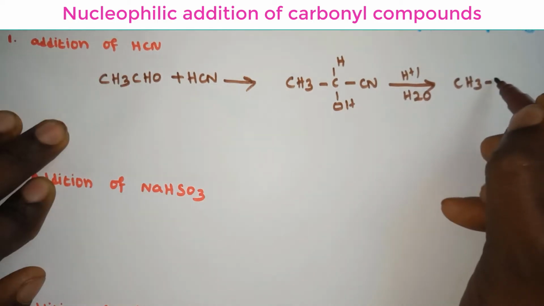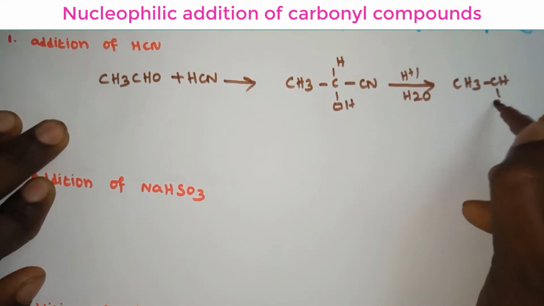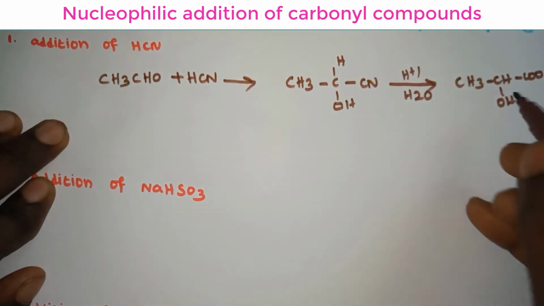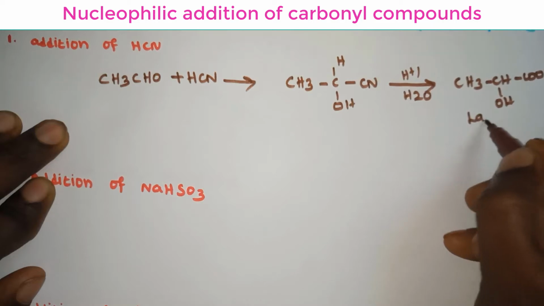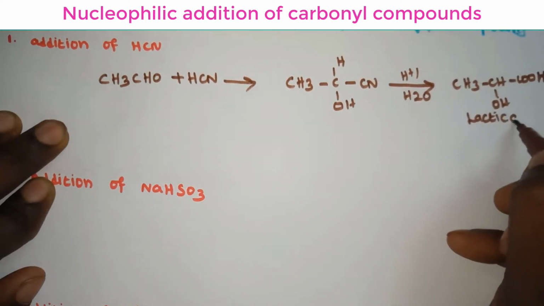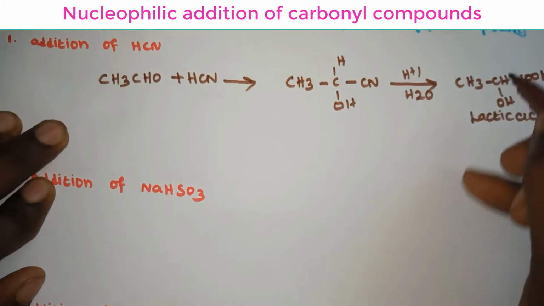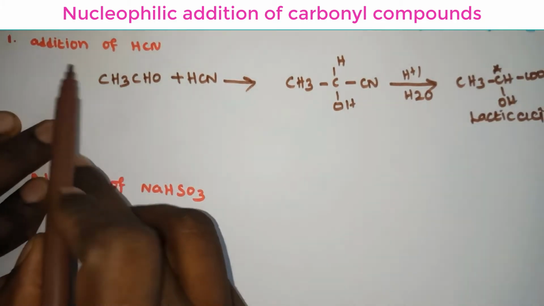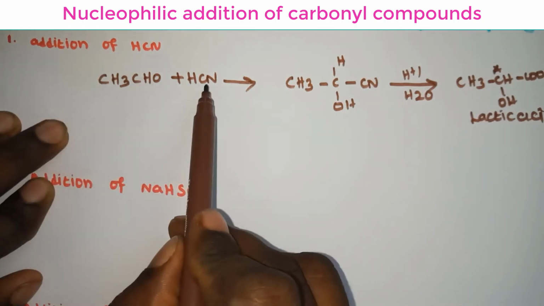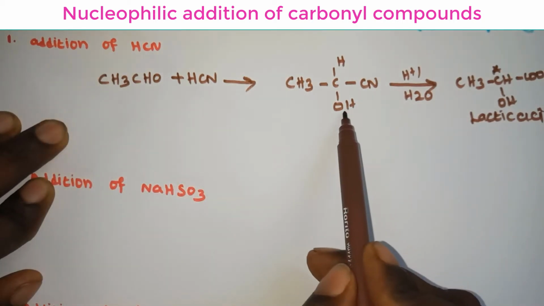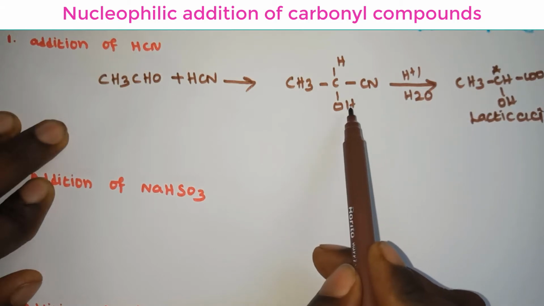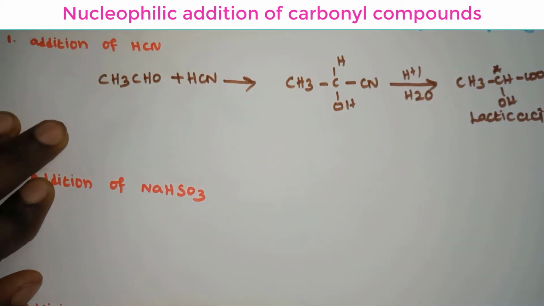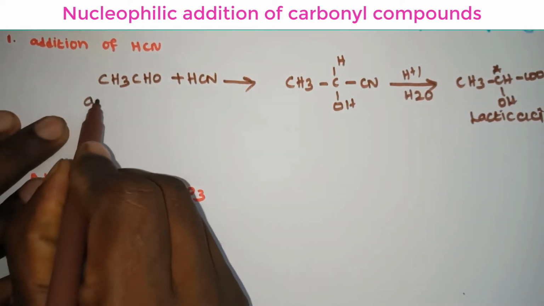CH3 CHOH COOH. The name of this compound is lactic acid. This compound has a chiral carbon, so it is optically active. When an aldehyde or ketone adds to hydrogen cyanide, the first step is the formation of cyanohydrin. The second step is hydrolysis of this cyanohydrin with H+ to form a hydroxy acid. This is acetaldehyde.